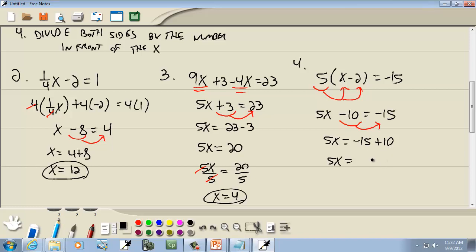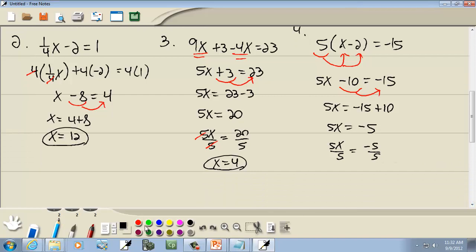Negative 15 plus 10 gives us a negative 5. Combine together numbers in any step. Last step, divide both sides by the number in front of your x. Well, the number in front of our x is a 5. So, divide both sides by 5. These 5's cancel. And we get x is equal to negative 1.